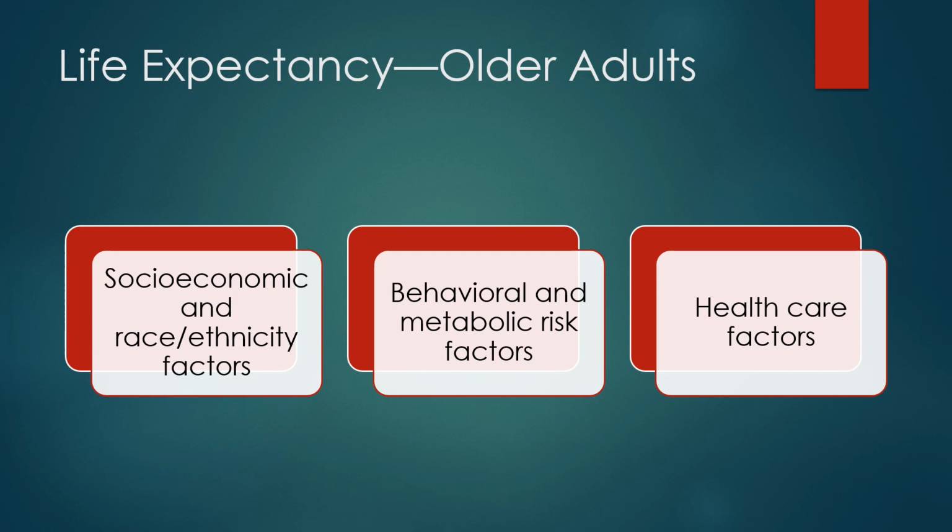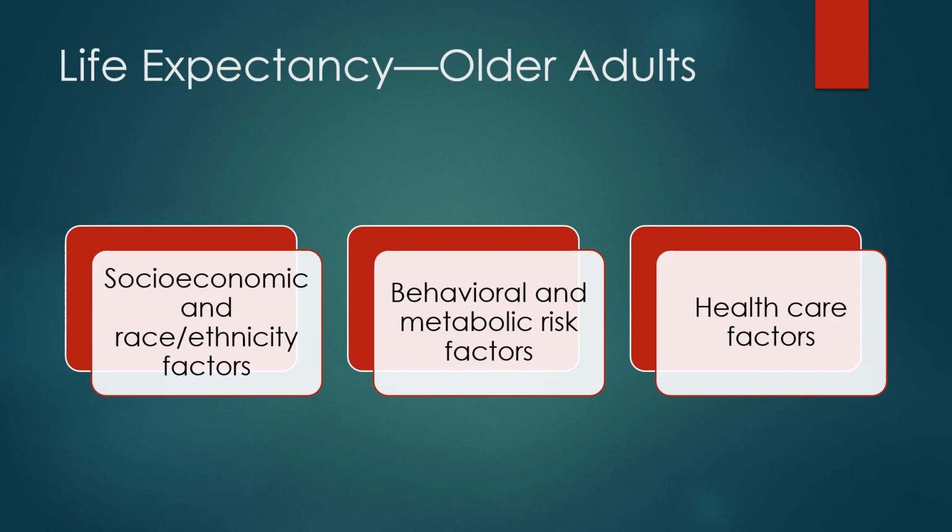Socioeconomic and race ethnicity factors affect about 60% of the life expectancy variations. This is explained by differences in income, populations below poverty level, graduation from high school and college, and the unemployment rate. We know that older adults with retirement savings accounts live longer than older adults who don't have any retirement savings.